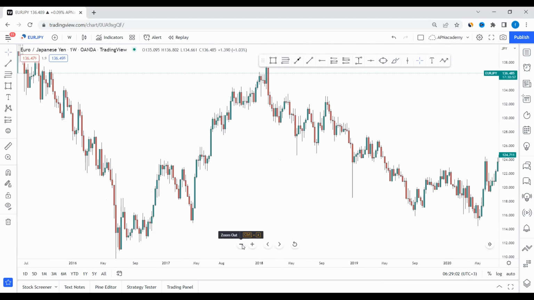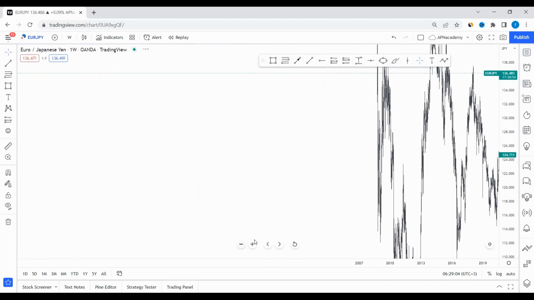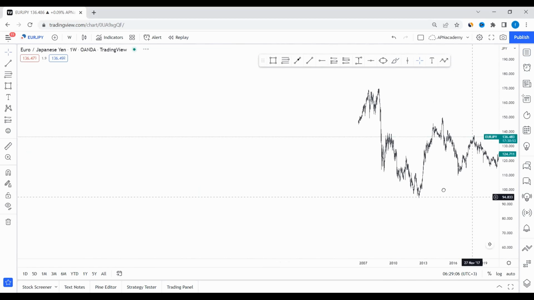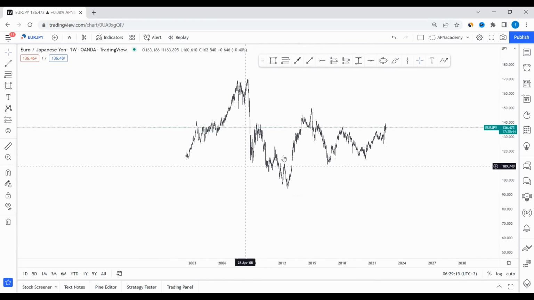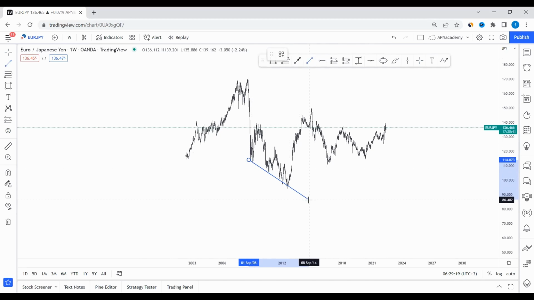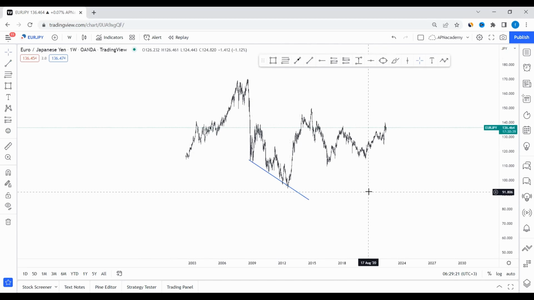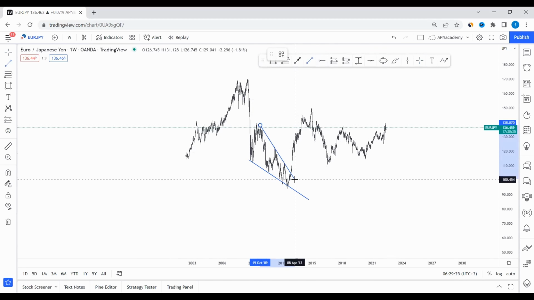So as usual, we first zoom out, and then we identify obvious levels. Now, here we have an obvious level, this one here, right? And then also we have an obvious level, this one. Sorry, obvious turning points, this one here.